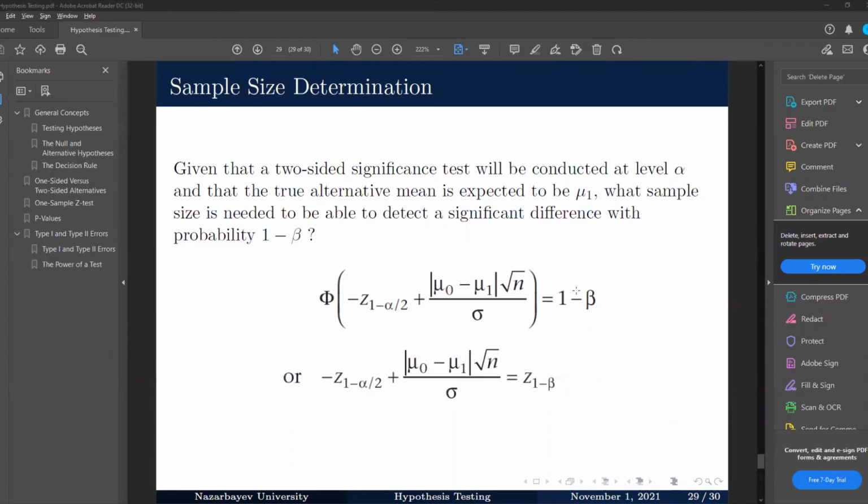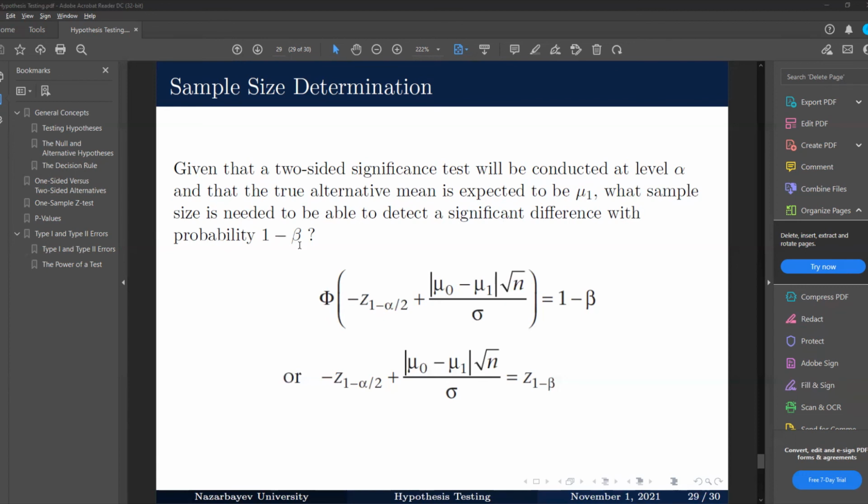All right, let's conclude this video with the procedures that will help us to decide what kind of sample size we need for our studies. Given two-sided significant test will be conducted at alpha level of significance, and that true alternative mean is expected to be mu one. Let's assume that you know this. Either you have preconceived idea or you conduct some preliminary study known as a pilot study. What sample size is needed to be able to detect a significant difference with probability of one minus beta?